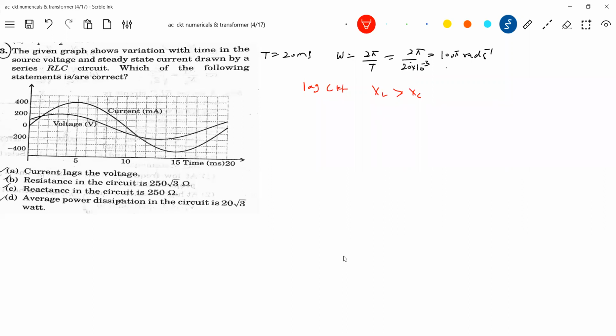So go back to the basic idea. We'll write the expression for V. V equals sine omega t, the voltage sine omega t plus initial phase. At t equal to 0, what is the value of V? V will be 100.